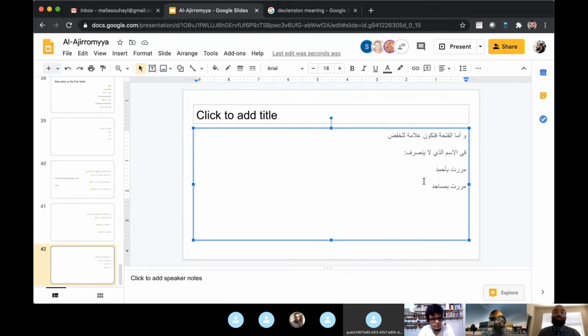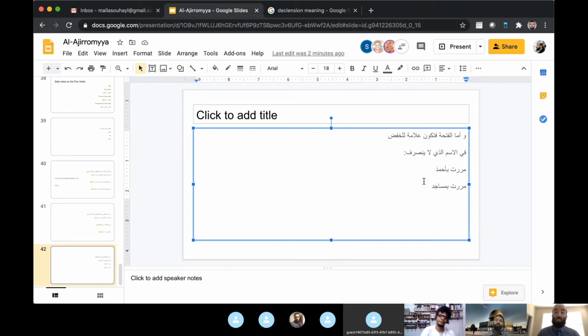Masajid is a broken plural. Why is it a broken plural? Because what is the original form of masajid? How do you say just one mosque in Arabic? Masjid. You see how the form of masjid has been broken. Between the sin and the jim, we broke it and added an alif in between. So the form of the noun has been broken, therefore it is a broken plural.